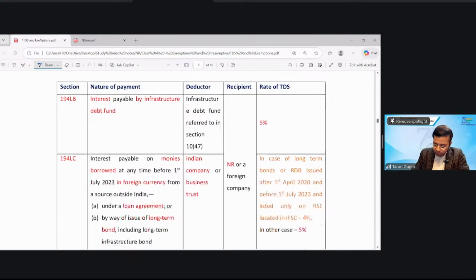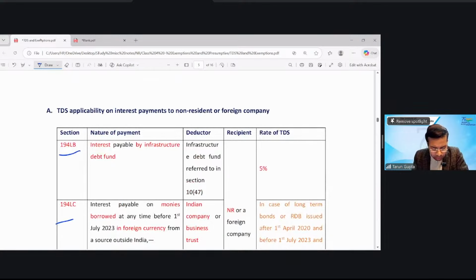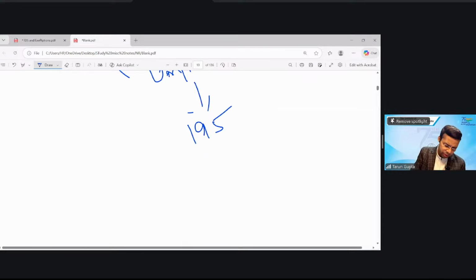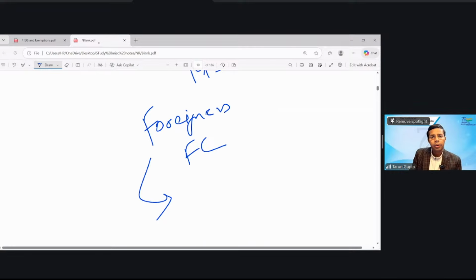If you remember, section 195 said that any sum chargeable to tax other than salaries or interest under sections 194LB and 194LC. Now we will discuss what are these interests in sections 194LB or 194LC. So 194LB and 194LC provide a concessional rate of interest if the interest is payable to a non-resident. Why? Because the Indian government wants foreigners or foreign companies to lend money into India, to give money to India.